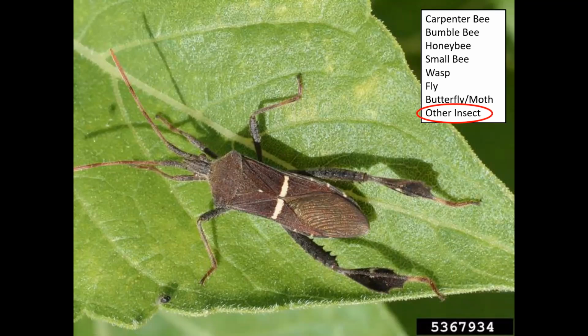Is it an assassin beetle? No, it's a foe to your tomatoes. It's a leaf-footed bug. Oh. It's in the stink bug family. That's why if you're out there and you squish them, they stink really bad.